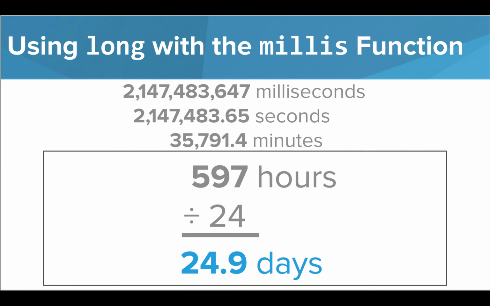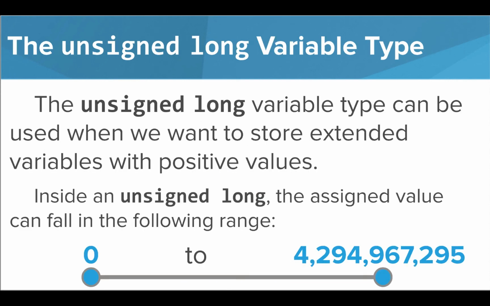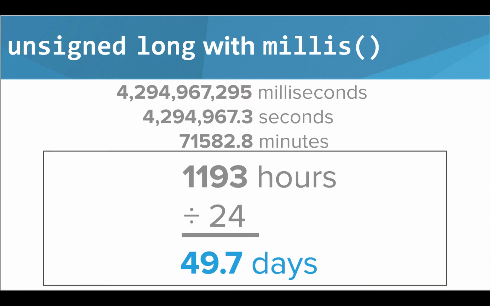This is great, but there is one slight change we can make to the long variable type to allow us to keep track of time for nearly double as long. An unsigned long variable has the same storage capacity as a long variable, but instead of using half of the storage capacity on negative values, all values stored in an unsigned long variable are positive, so we can store values up to more than 4.2 billion. When used with the millis function, we are able to keep track of time for almost 50 days. Because of this, the millis function always returns an unsigned long variable.